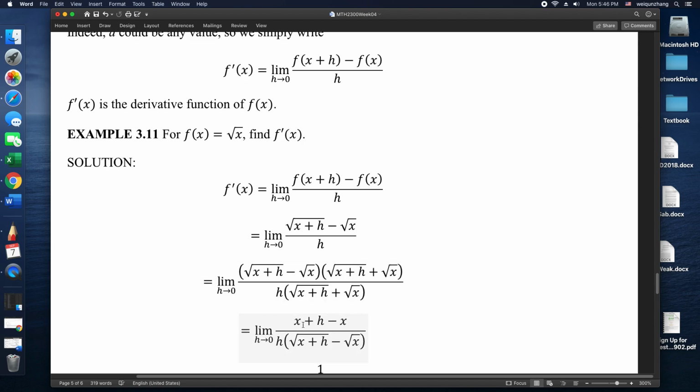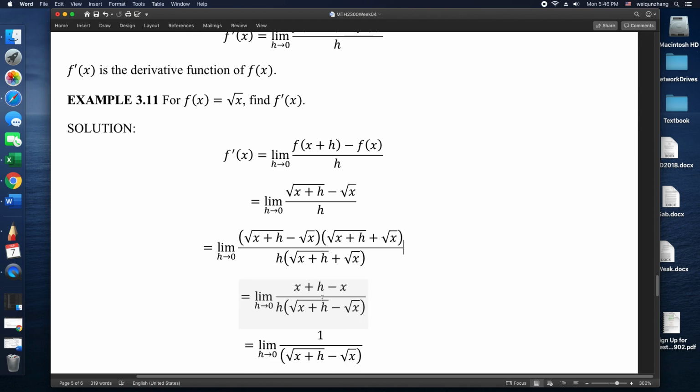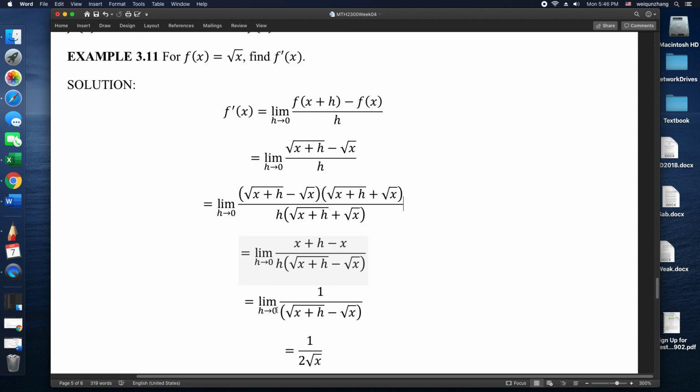Square root squared, that's x plus h. Square root of x squared, that's a single x. x minus x is cancelled, and there's only one single h left on the top, and furthermore, there's another h in the denominator. So in the end, the limit is in the fashion of 1 over the square root. Actually, I still need to correct this. This is supposed to be the radical conjugate, so it should be plus. 1 over the square root plus the square root.